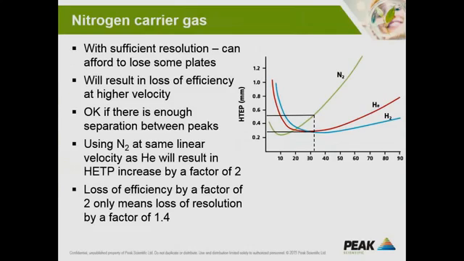And as you can see, I've highlighted the difference between the nitrogen and helium plate height here, where with nitrogen running at around the same velocity of helium, the plate height is doubled. So your HETP is increased by a factor of 2. Now, this loss of efficiency by a factor of 2 only means a loss of resolution by a factor of 1.4. So the loss of performance is not as stark as it may first appear.